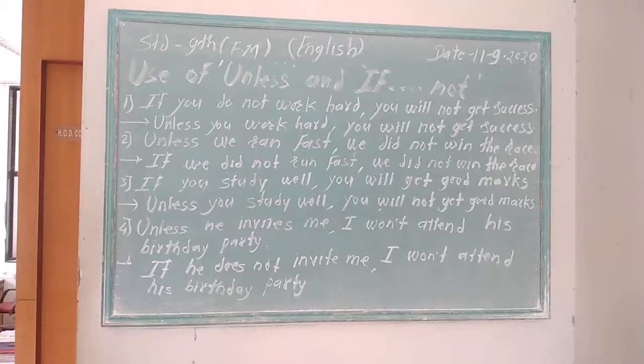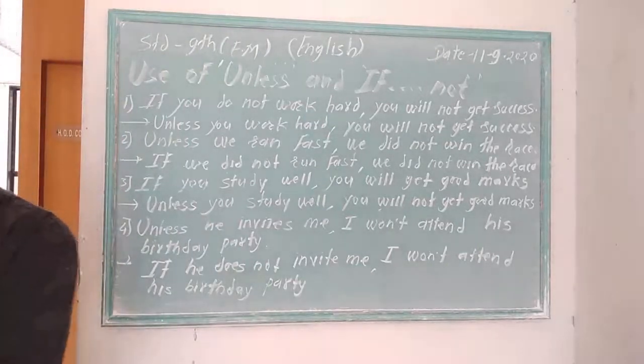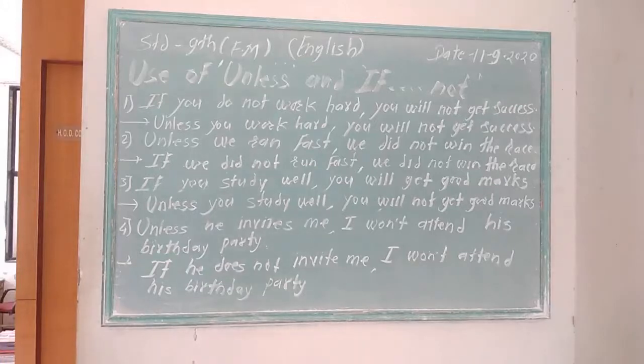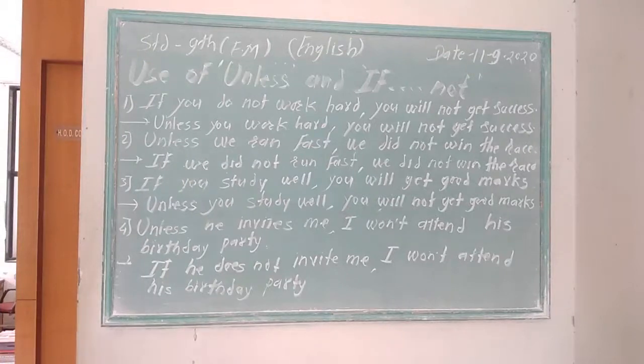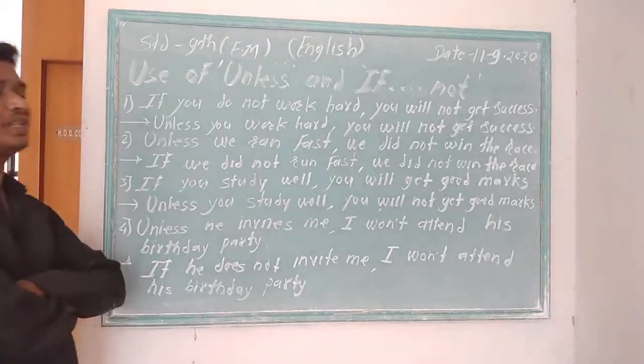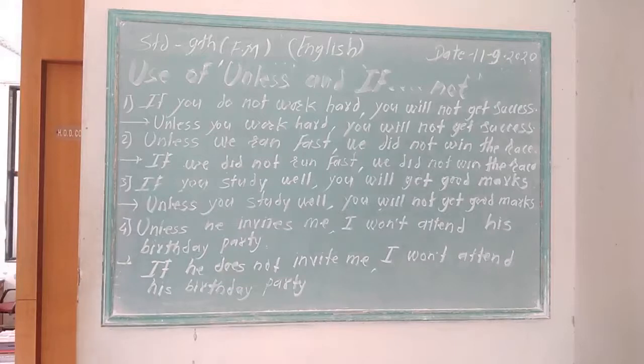Next rule. After writing the first clause with unless, put unless into single inverted commas, put comma, C-O-M-M-A, put comma in words, and write the second clause as it is. Full stop.